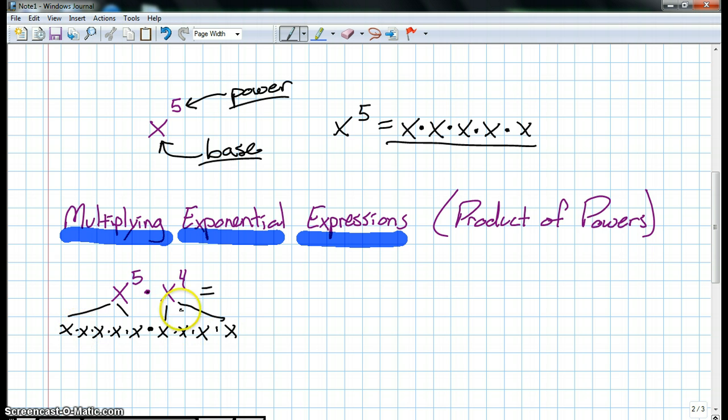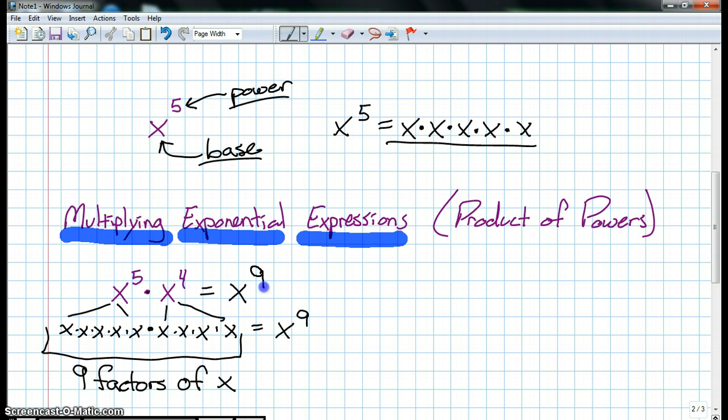If we look at the total number of factors, we have 1, 2, 3, 4, 5, 6, 7, 8, 9. 9 factors of x. Remember, a factor is a number or term that is multiplied to another number or term. We have 9 factors of x. Or we can simplify this to x to the ninth. Back to the very original problem, x to the ninth. And this now shows us how to multiply exponential expressions. Hopefully you might see some type of rule here.